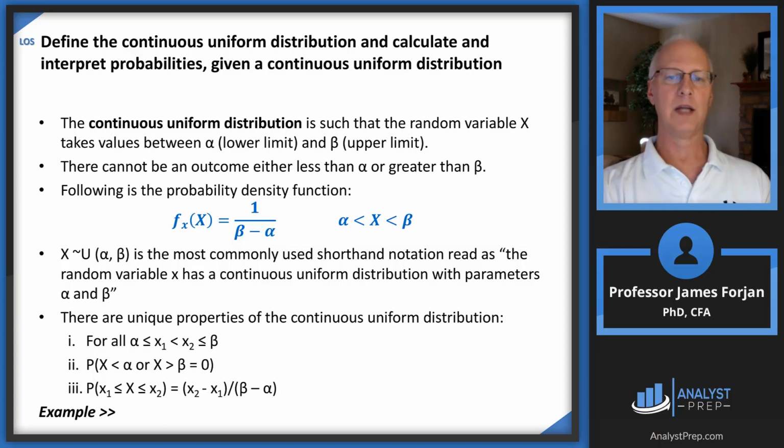And it's probably a good idea for you to get used to the notation there. There's an uppercase X followed by a little squiggly line and then a U. And that's almost always read as the random variable X has a continuous uniform distribution with parameters alpha and beta. The squiggly line is a tilde sign, which means "has a". And there are some unique properties down there in points 1, 2, and 3. And that's a little bit of a summary of what we did above.